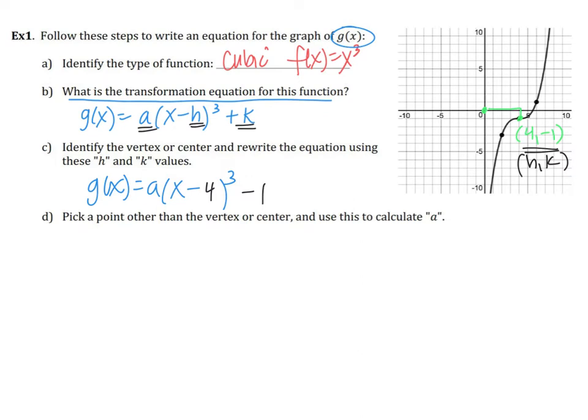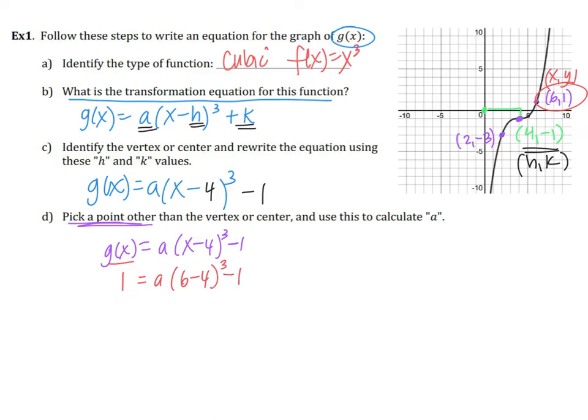Finally, I have to find the a value, so I can pick any point that is not the vertex or the center, so I don't want to pick this point here for negative 1. I can pick this point here, which is 6, 1, or this point here, which is 2, negative 3. Either of those points works to find your a value. So g of x equals a times x minus 4 cubed minus 1. I'm going to pick the two positive values. So when x is 6, y is 1.